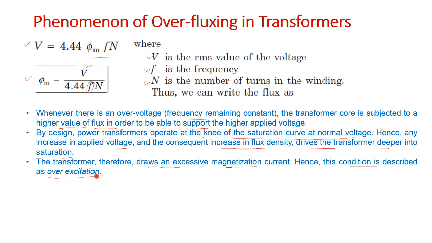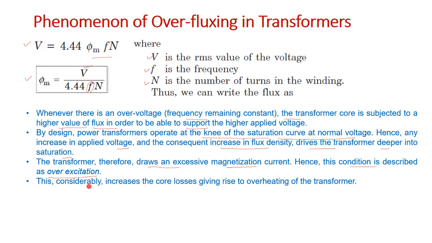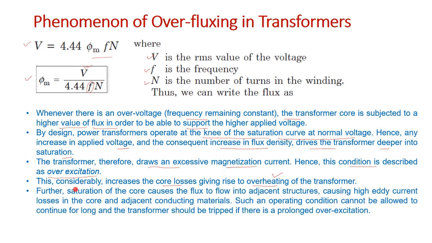Inrush phenomena happen during the no load condition, in fact, but the overexcitation condition happens during excessive magnetization because of the over voltage. This considerably increases the core losses, giving rise to overheating of the transformer. Again, it causes overheating of the transformer and it causes local hotspots as well.